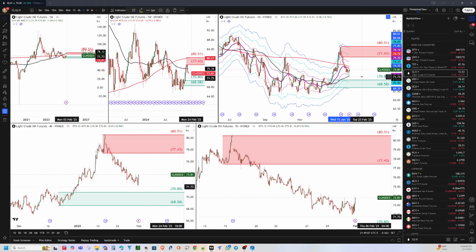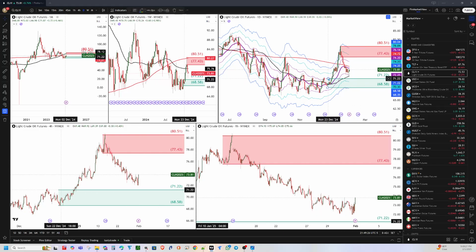So right now the price is back close to the 21 EMA, and if some days next week the dollar goes a little bit negative, there will be pressure on the commodities, so it may come to this 71 area. It's a strong support and strong demand area.